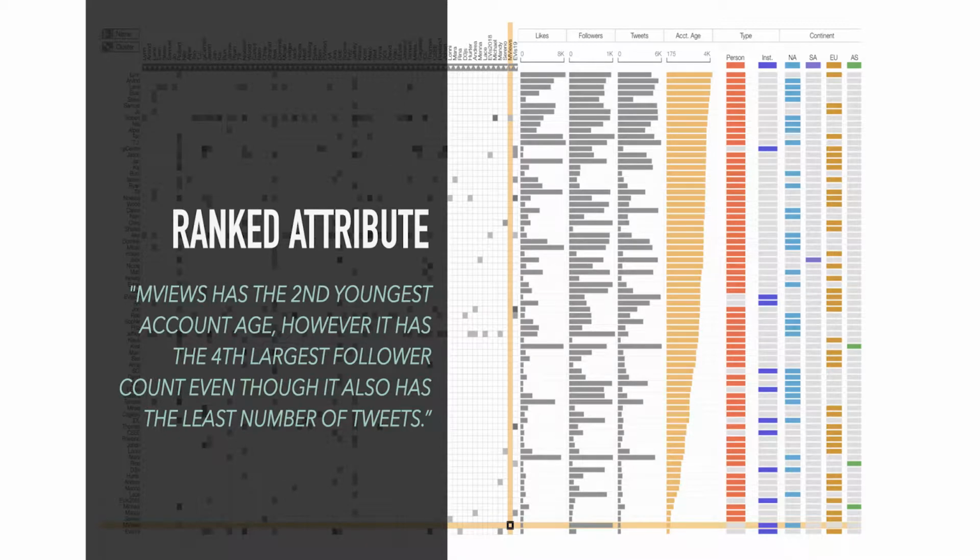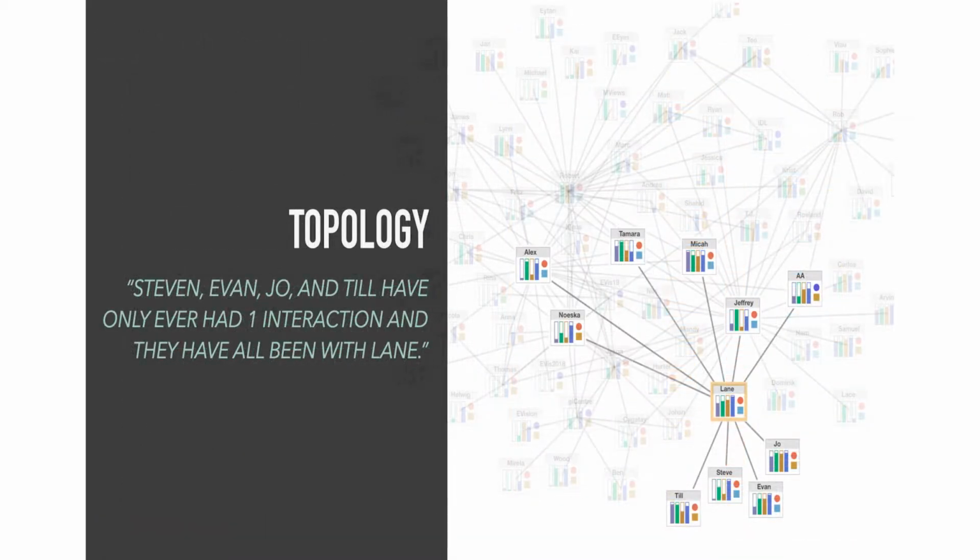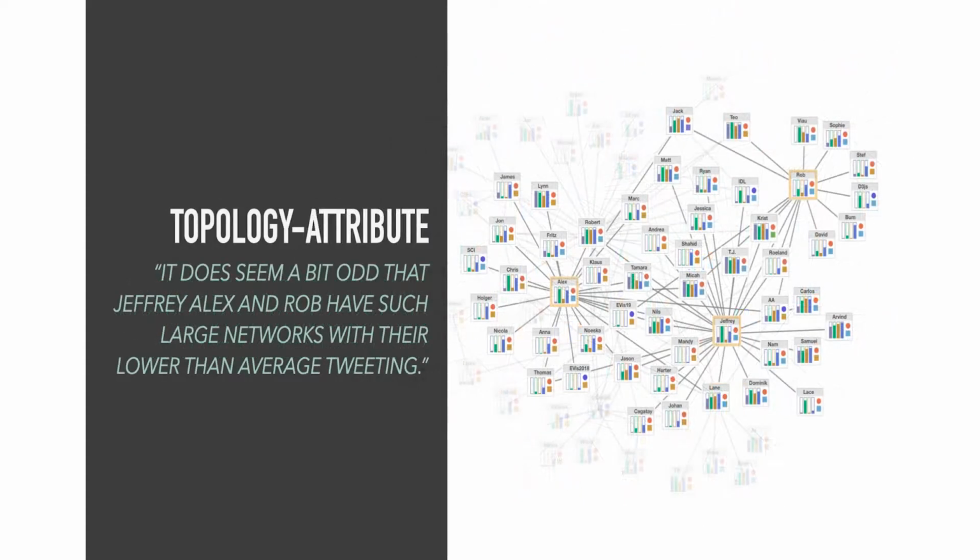Insights for the node link diagram were mostly topology driven, meaning that they related to the structure of the network but did not mention any attributes. In this example, the user notices how several people only have one connection in the network and they are all with the same person. The second most common node link insight type includes information on the topology of the network as well as at least one attribute. This participant mentioned that they were surprised by the low attribute value of tweets considering how well connected certain people are in this network.